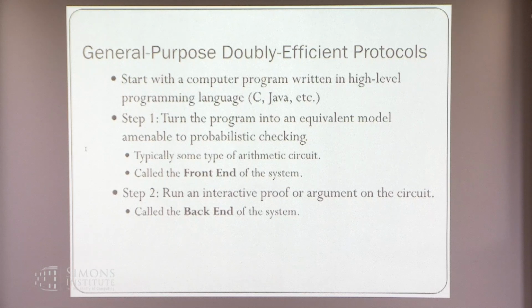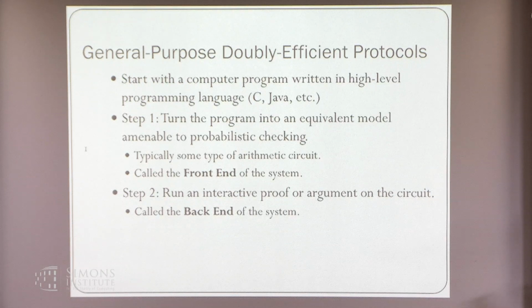So general purpose proof systems ideally work as follows. You'd like the verifier to be able to say, here's a computer program I want the prover to run on my data. And the way these proof systems tend to work is the first thing they do is they say, well, computer programs, I don't really know how to deal with them. I'm going to turn the computer program into some other representation of the computation, which is easier for me to deal with. And normally this kind of representation is an arithmetic circuit or something similar.